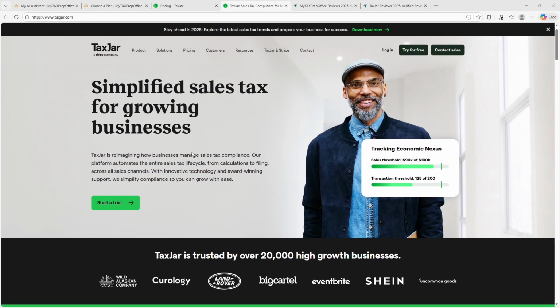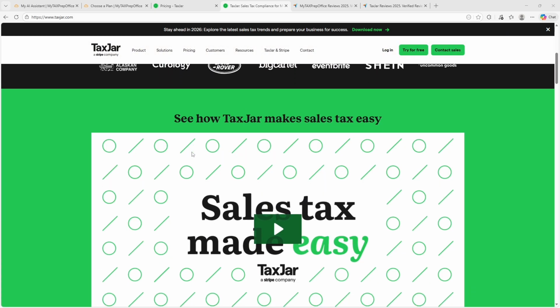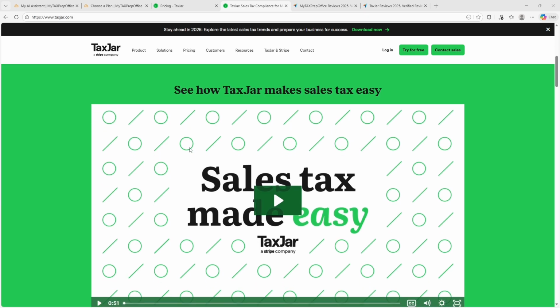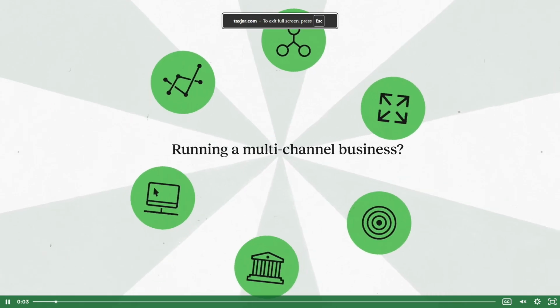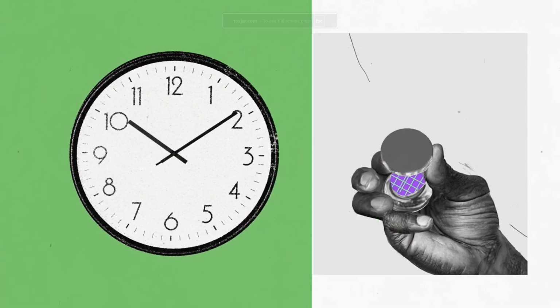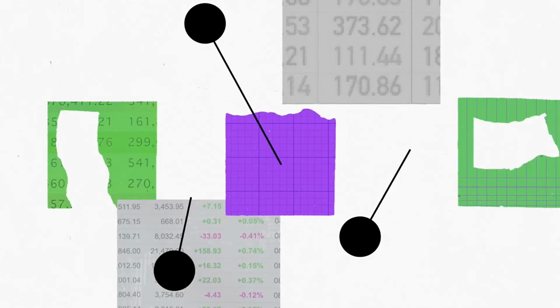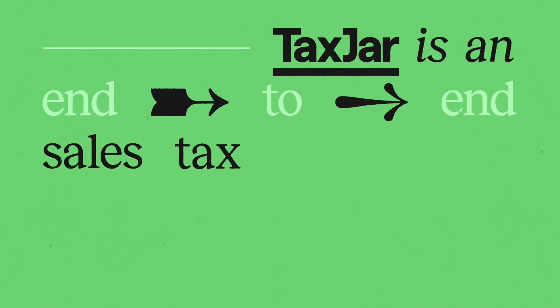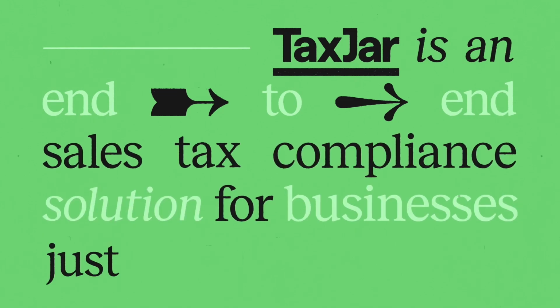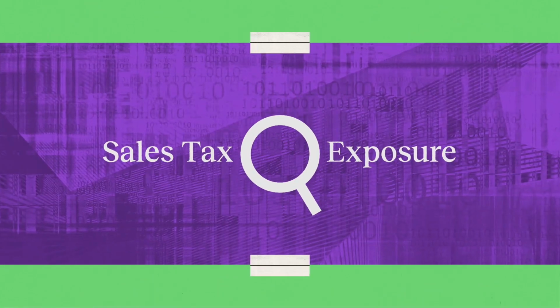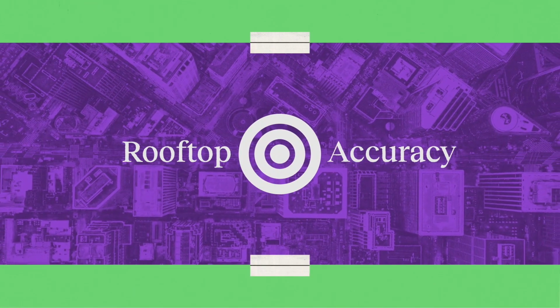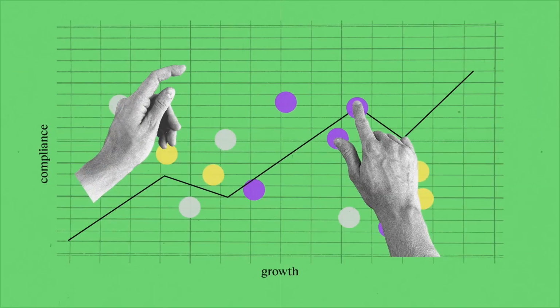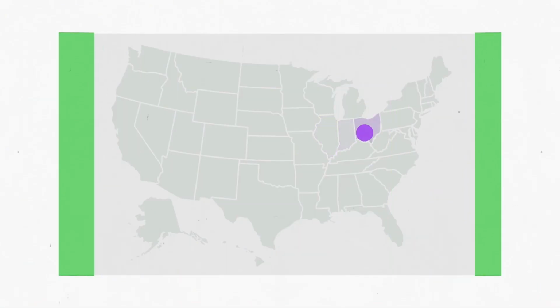TaxJar is built to automate sales tax calculations, tracking, reporting, and filing for businesses selling across multiple states and channels. Core features include real-time sales tax calculation based on precise customer location, economic and physical nexus tracking to determine where businesses are required to collect tax, automated rate updates as laws change, and granular reporting by state, county, city, and special tax jurisdiction.